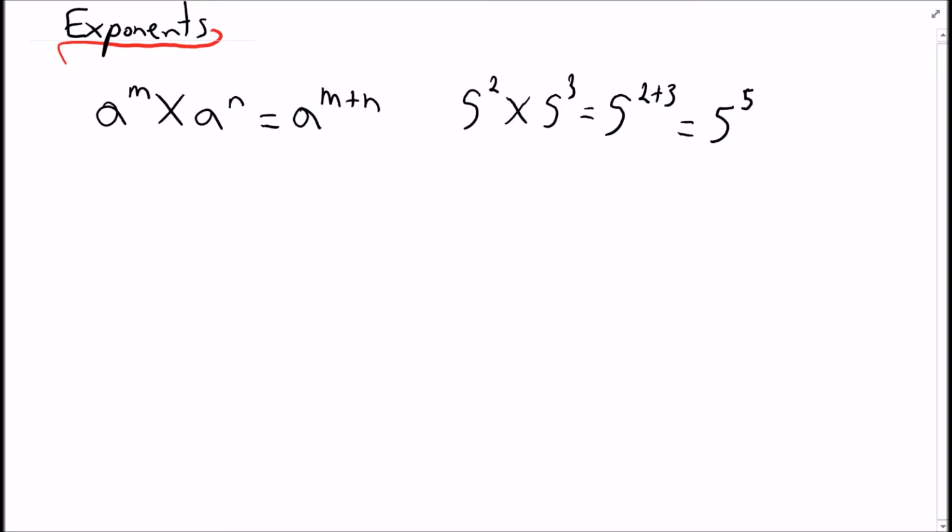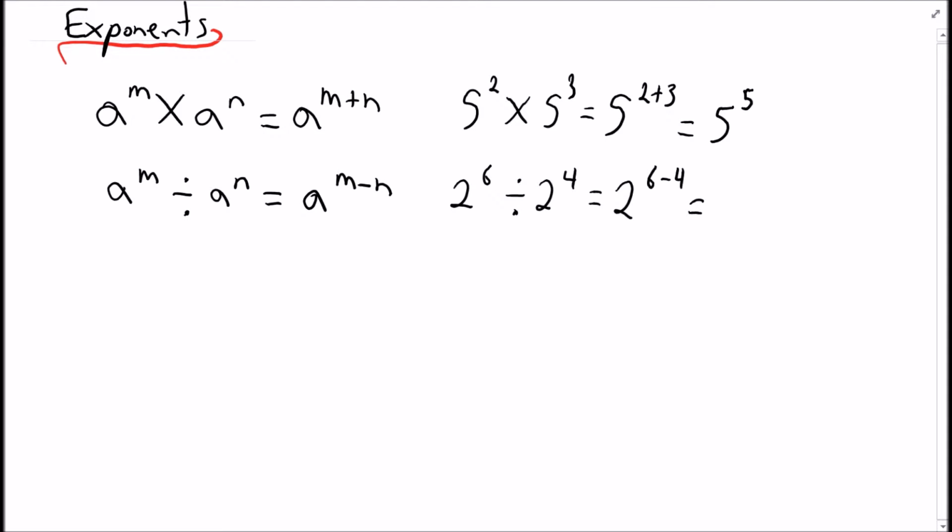Okay, so the second one has to do with dividing. If I had a to the m divided by a to the n, then instead of adding when we combine, we'd be subtracting, so it'd be m minus n. So if I did another example with that, let's say 2 to the power of 6 divided by 2 to the power of 4 is 2 to the 6 minus 4, which would just be 2 to the power of 2.